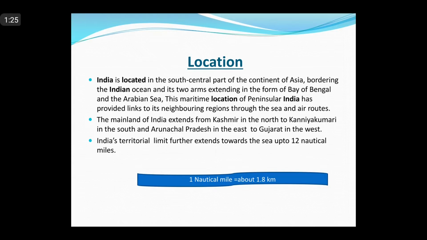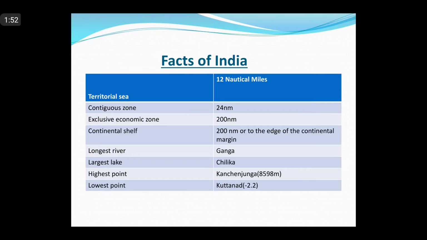India has a large geographical extent because of which India is called a subcontinent. India's territorial limit further extends towards the sea up to 12 nautical miles. Then you can ask, what is this nautical? Or you must be knowing about this. This is a measurement in the sea. One nautical mile is equal to 1.8 kilometer.